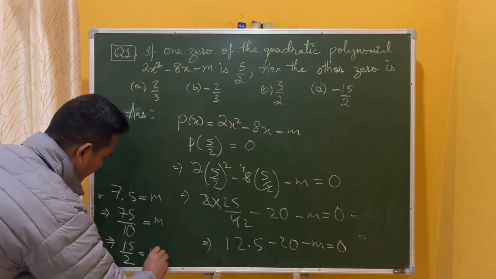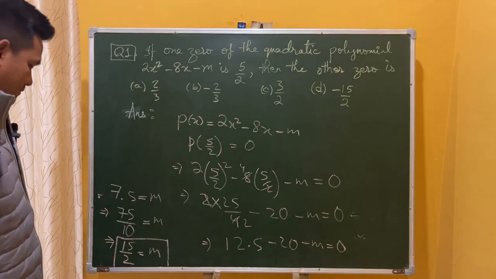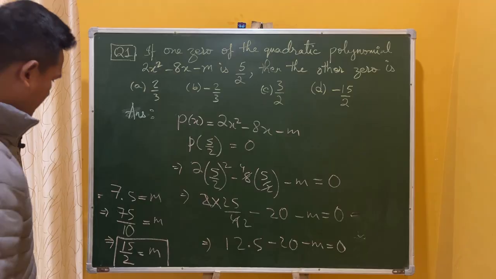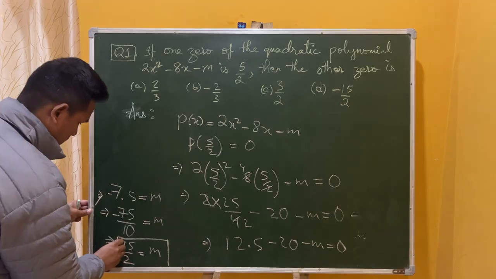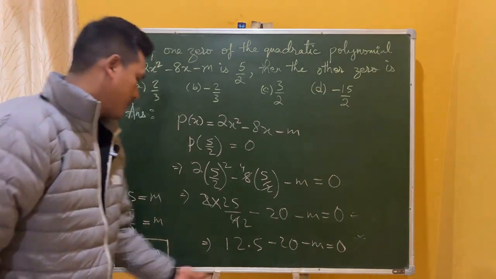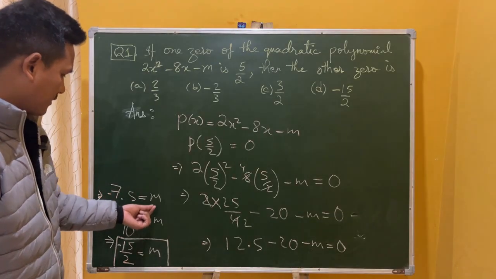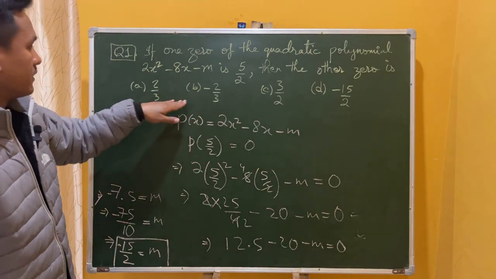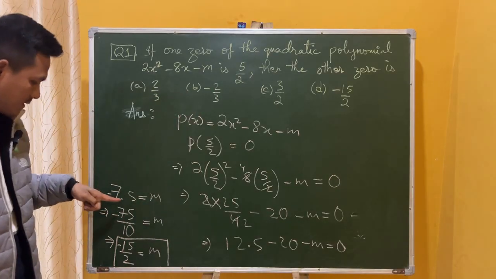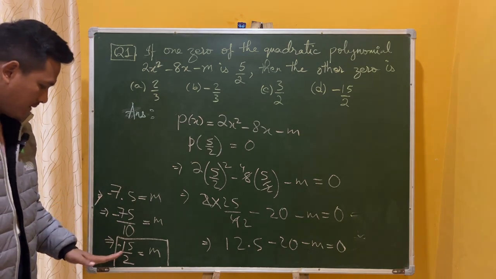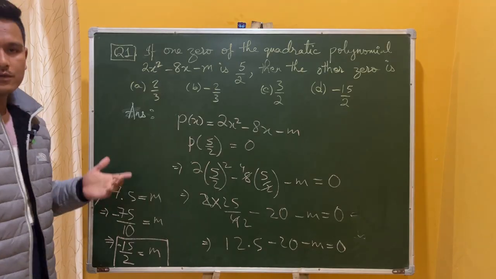Or you may write 15 by 2 is your m. So it's minus 15 by 2, because when you subtract this, the answer is negative 7.5, which equals m. Since the options are given in rational numbers, I converted this decimal to rational. So ultimately the answer is minus 15 by 2. I hope you understood. We'll move on to another question.